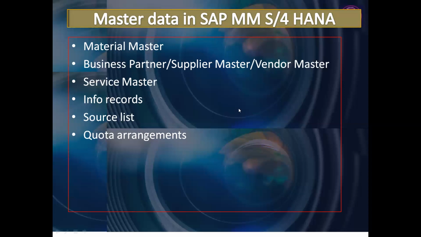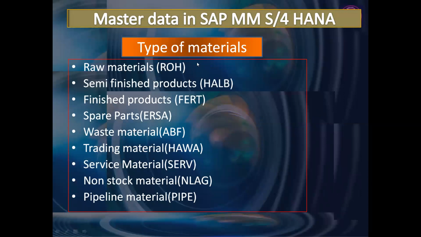So what is material master? When we start with material master, we'll see the different types of materials we have. What are the types of materials? You can see raw materials, semi-finished materials, semi-finished products, finished products or finished materials, spare parts, waste material. Then you have trading material, service material, non-stock material, then pipeline material. I have taken a few of the material types which are really required to run any business. Now you might be seeing I have written some codes here.